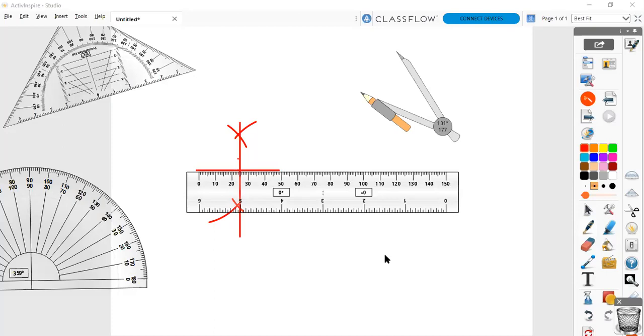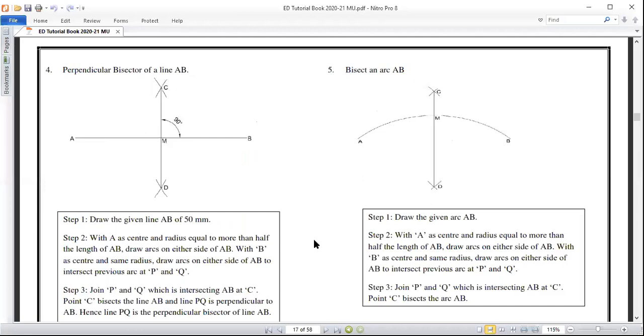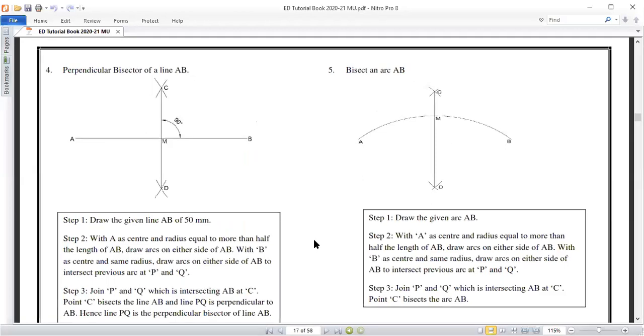Similarly, you have the bisection of an arc. The same procedure you need to follow. You can draw one arc AB of any radius with the point A as a center and a radius equal to any distance more than half of the length AB. Draw an arc on either side of AB, with B also as a center. Draw the same radius arc, and you have the points C and D.